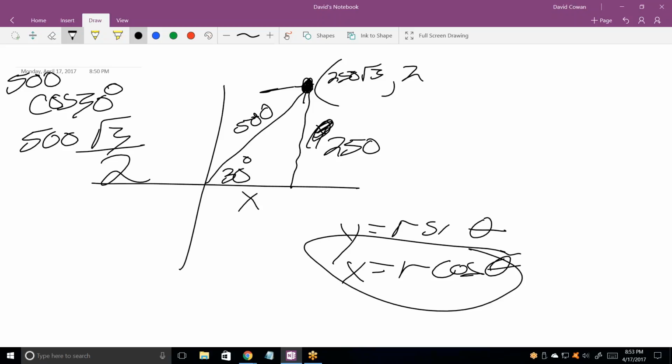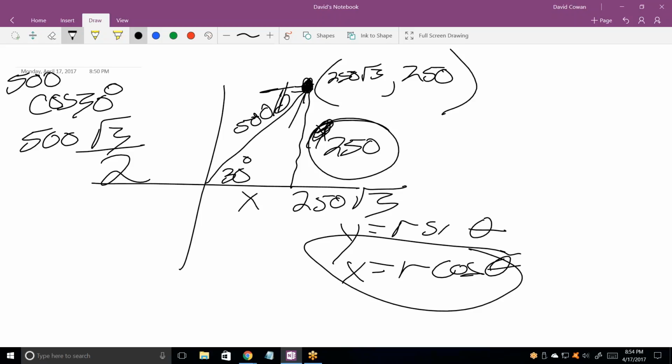And I don't just mean the x coordinate. Let me see the best way to explain this. Instead of velocity, let's talk force. We have 500 pounds of force at a 30-degree angle being applied. That is the equivalent of applying 250 pounds of force directly vertical and 250 root 3 pounds of force in a horizontal direction.